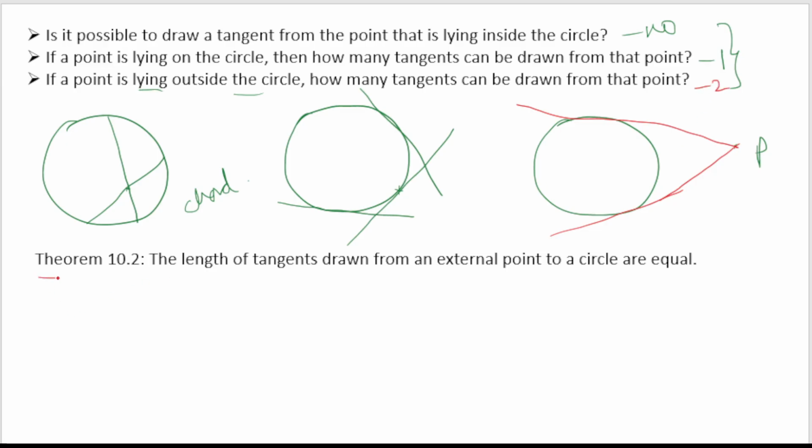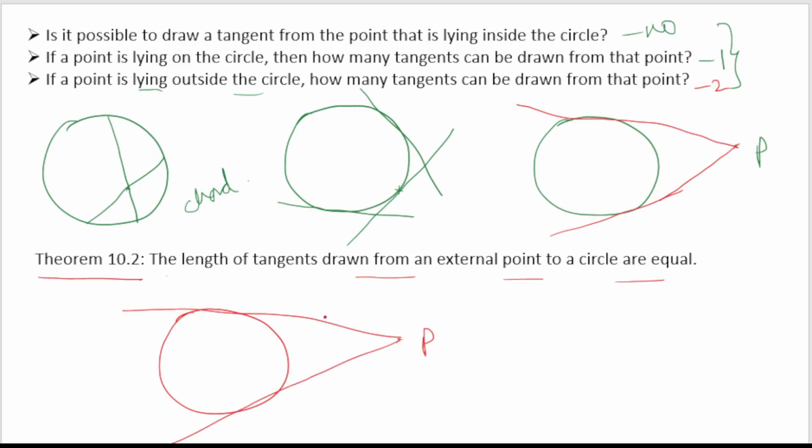Next one, theorem 10.2 says that the lengths of tangents drawn from an external point to a circle are equal. See, this is a circle and this is an external point P. And the tangents that are drawn from this point to the circle, both are equal. Okay, this is theorem 10.2. It is telling that the tangents drawn from an external point to the circle are equal, right?